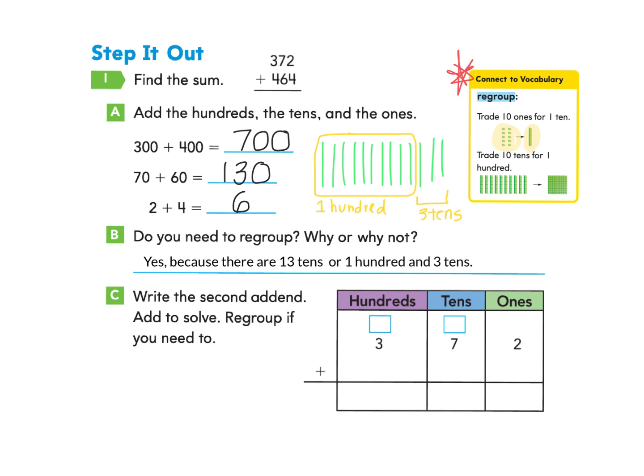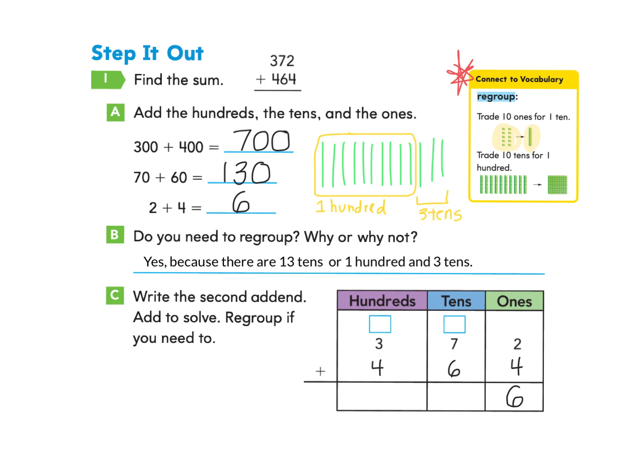Okay, so they have written the first addend for us, 372. We need to write the second addend, which is this number right here, 464. So let's go ahead and write that in, 464. Now we need to add to solve and regroup if we need to. So let's take a look at the ones column, 2 plus 4. You may want to pause and try this on your own or follow along with me. 2 plus 4 makes 6.